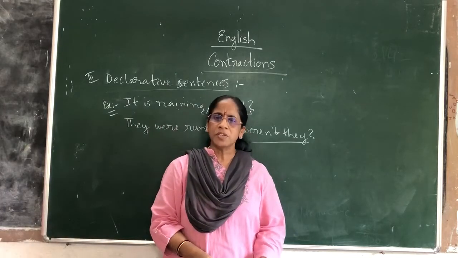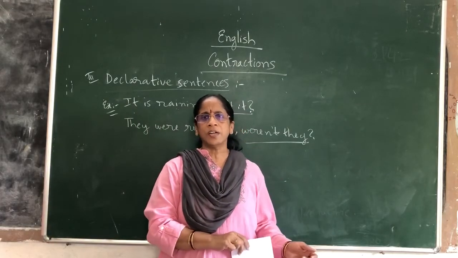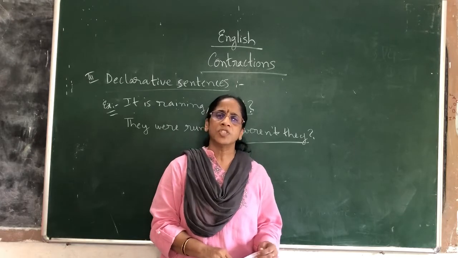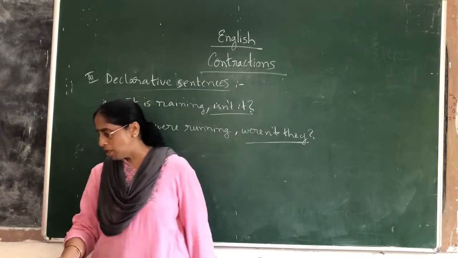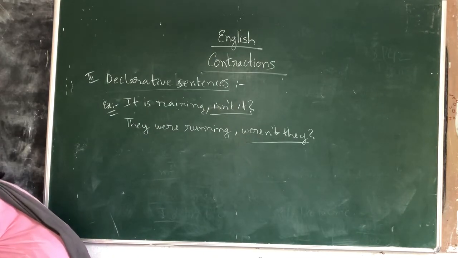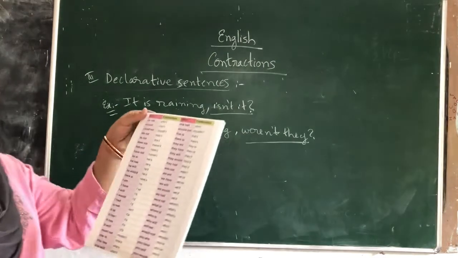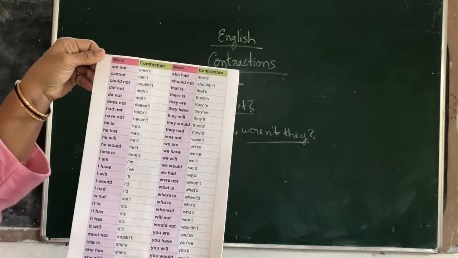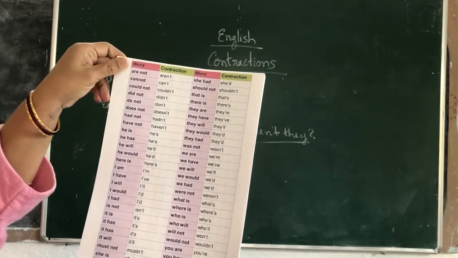What we will do now is just see a chart. Look at a chart where you can find number of words which are contracted. So along with their full forms we have the contractions. We will see them. See here. You can just have a look at it. Okay, ma. See, are not, aren't.